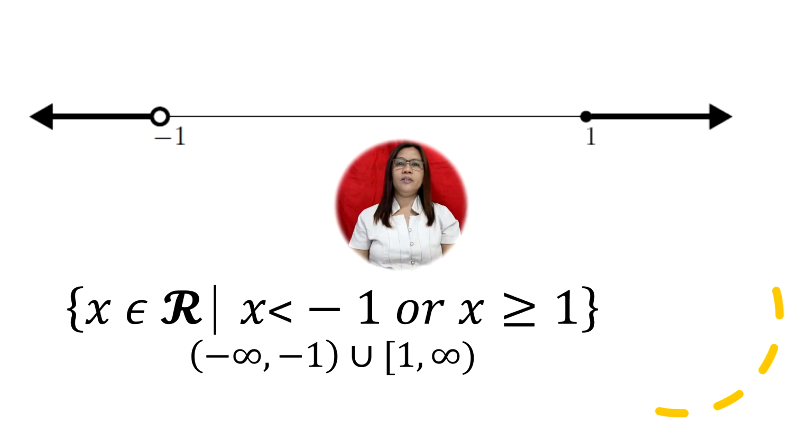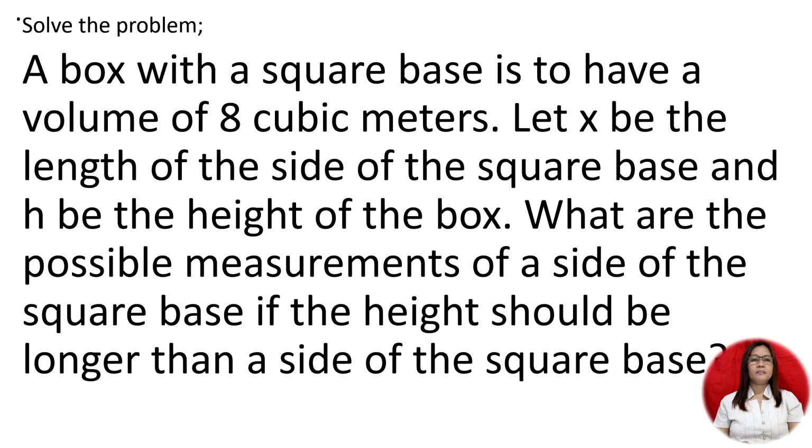Since we're looking for the intervals where the rational expression is positive or 0, we determine the solution to be the set of ordered pairs such that x is an element of the real numbers wherein x is less than negative 1 or x is greater than or equal to 1.